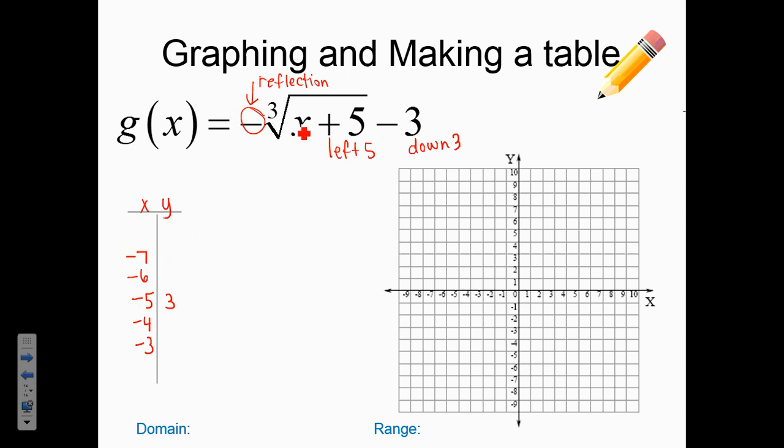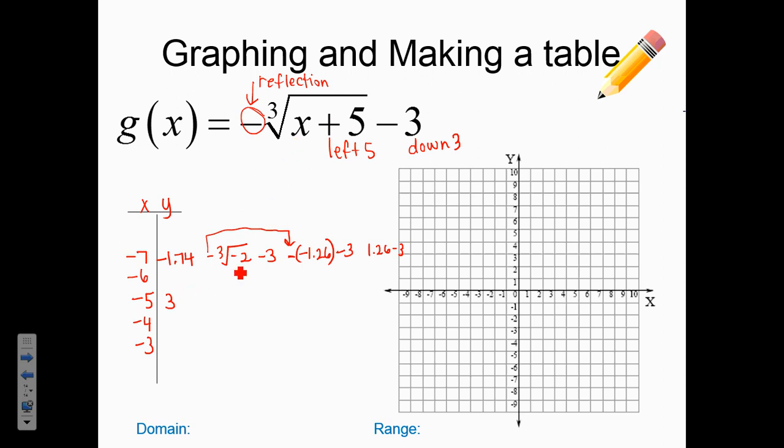So let's plug the negative 7 in here. Negative 7 plus 5 is negative 2. The cube root of negative 2 is negative 1.26. But we have this negative that we have to bring out in front as well. So I have negative negative 1.26 minus 3. That's actually 1.26 minus 3. And 1.26 minus 3 is going to give me negative 1.74.